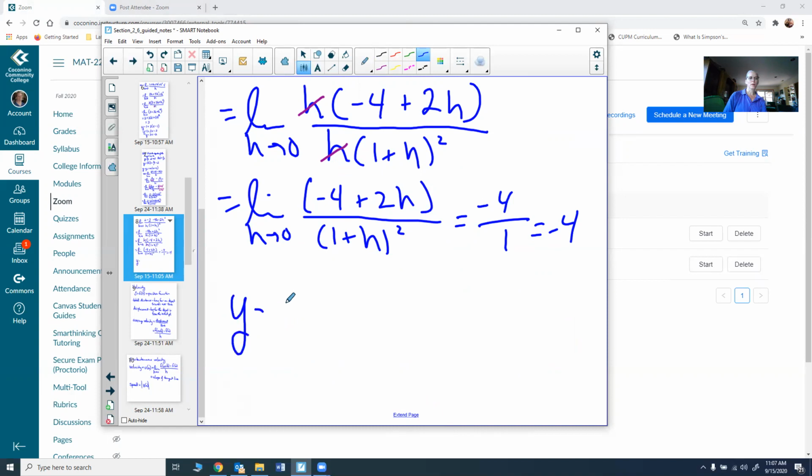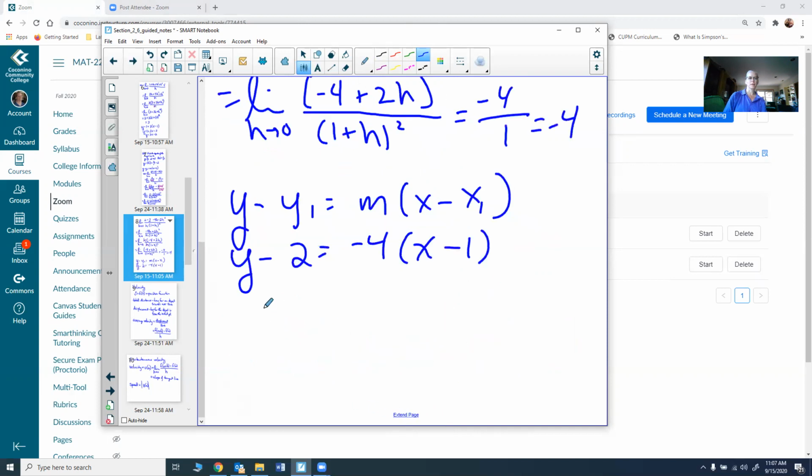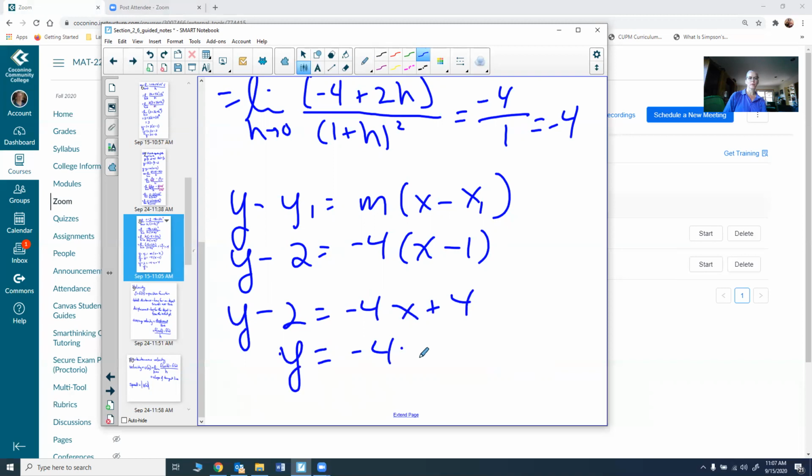I have y minus y1 is equal to slope times x minus x1. y1 was 2, and my slope we just found to be -4, x1 was 1. So I get y minus 2 is equal to -4x plus 4. So y equals -4x plus 6. If you were to plot this function and this equation at the same time, you would see that they are tangent. This equation is tangent to the curve at the point (1, 2).